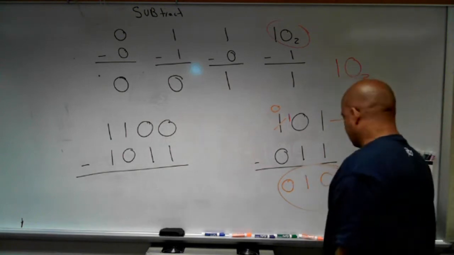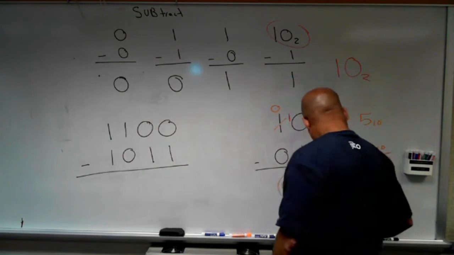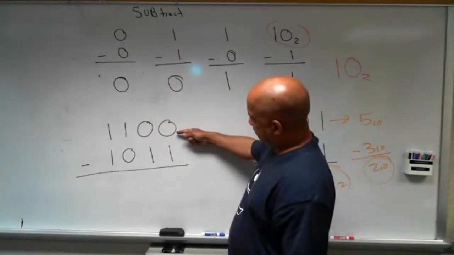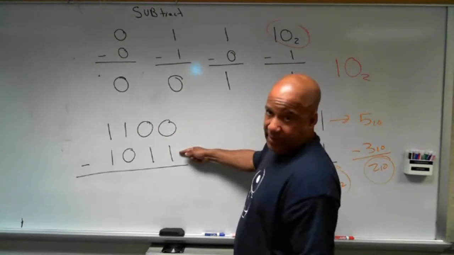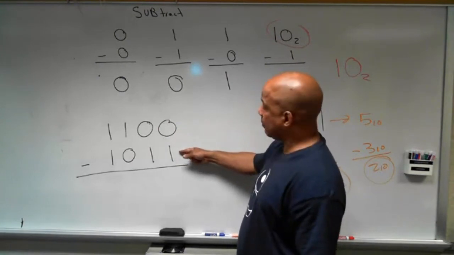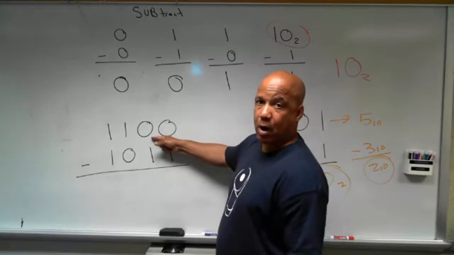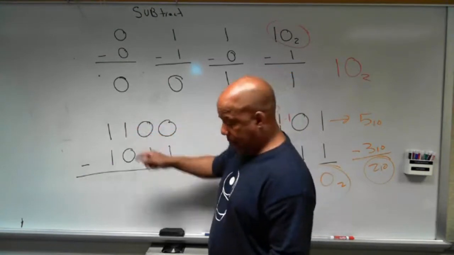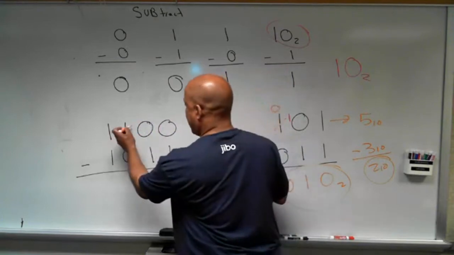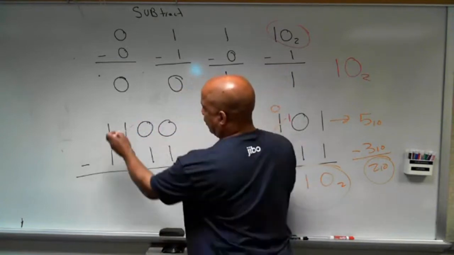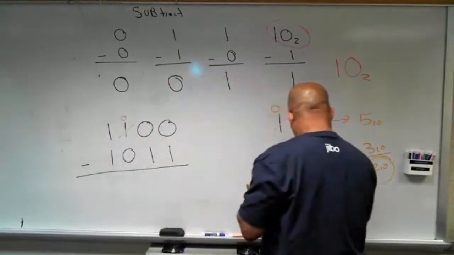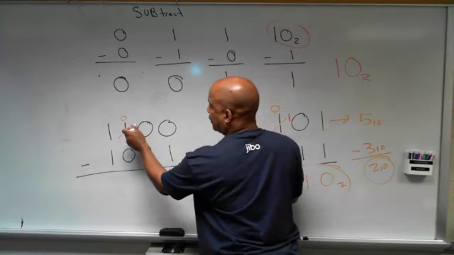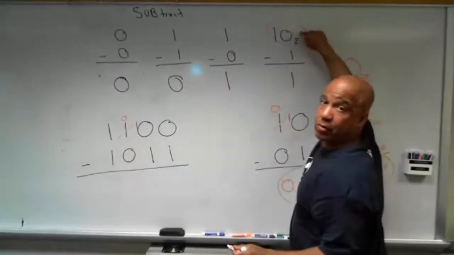Okay, so on this one, I got a 0 take away 1. Can't do that. I have to borrow 1 from the next column. Well, I don't have anything over here to borrow. So what I do is I go over to the next one. I'm going to borrow 1 from that third column. I reduce that by 1. That goes from a 1 to a 0. And the 1 that I borrow comes over to that second column, not as a 1, but as a 1, 0. It comes over as a 2.